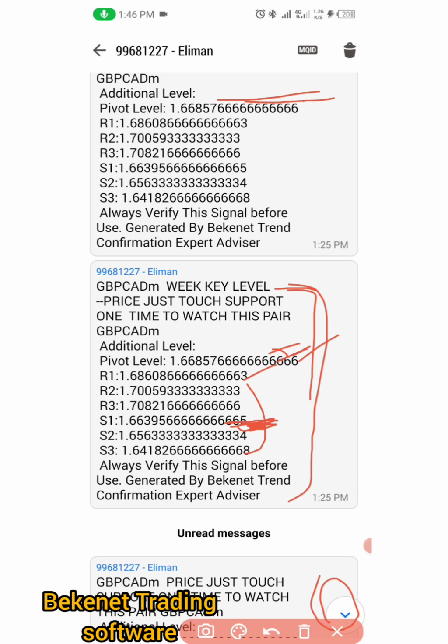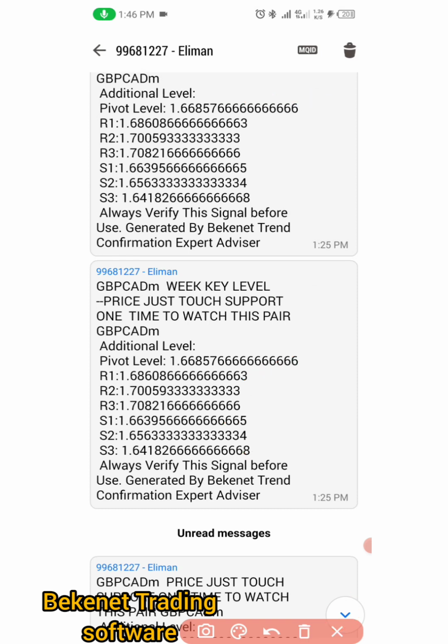So I'm going to be working with this S1, which is telling me that price just touched almost 20 minutes ago, because I got this notification at 1:25 p.m. and the time is 1:47 p.m. So I've already placed the trade. Now let's go into the chart. Let me show you what I did.